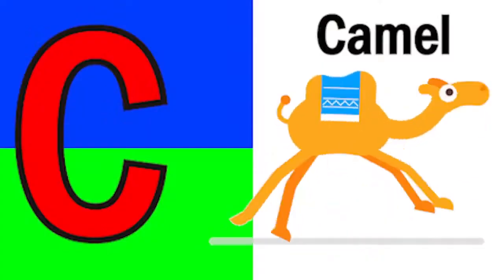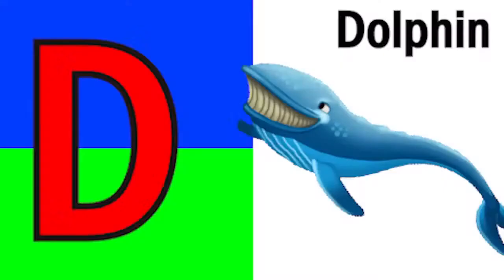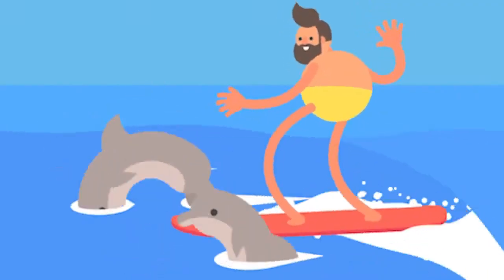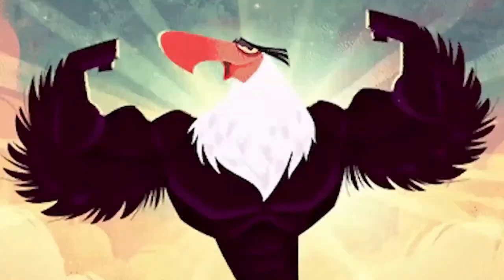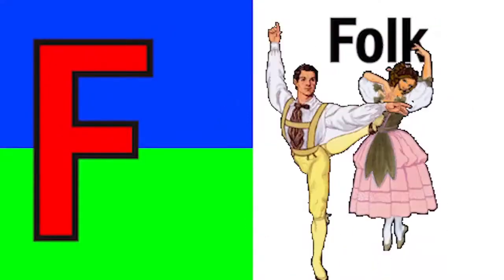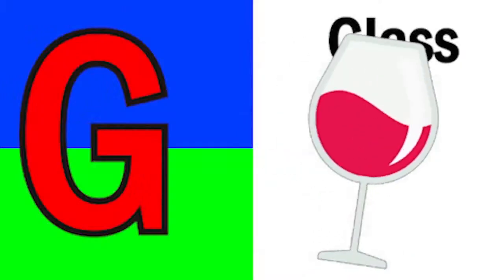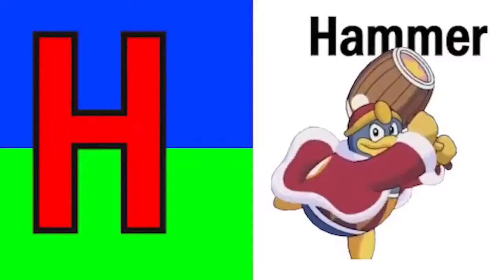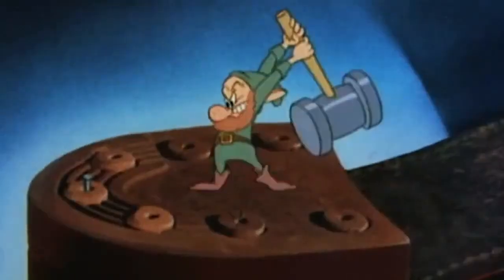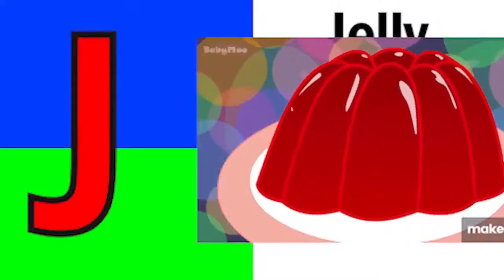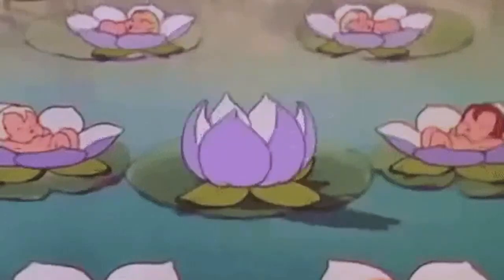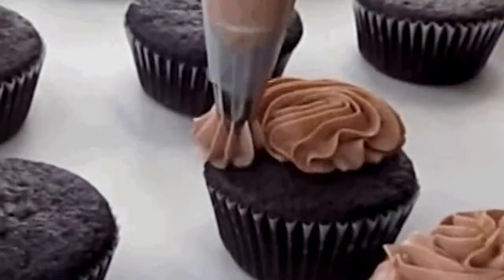B for bat, B. C for camel, C. D for dolphin, D. E for eagle, E. F for frog, F. G for glass, G. H for hammer, H. I for igloo, I. J for jelly, J. K for kangaroo, K. L for lily, L. M for muffin, M.